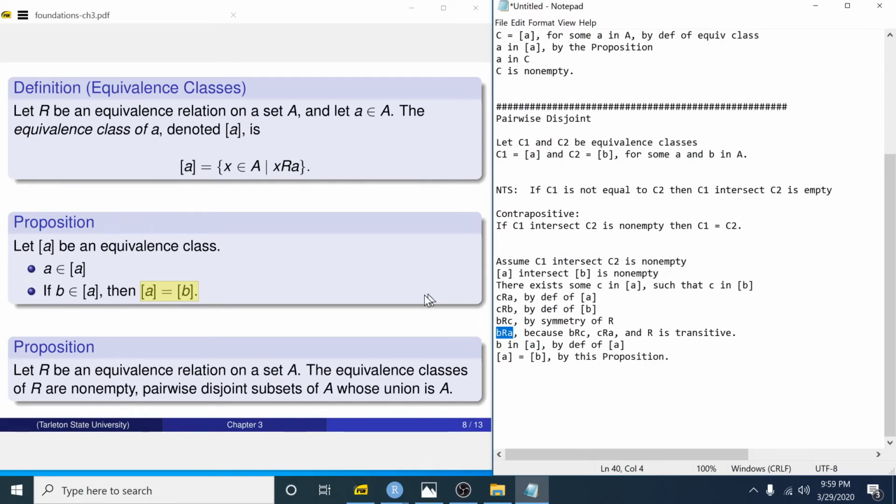Okay, the last part here. We want to prove that the equivalence classes have a union which is equal to A. In other words, if we take the union of all the equivalence classes in the entire space, that's going to be the entire space. There's nothing that gets left out. So let's actually prove this real quick.